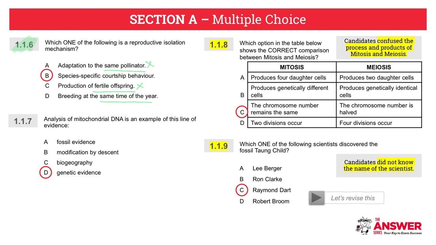Breeding at the same time of the year, number D, is also not correct because it should be breeding at different times of the year. So the only one that reads exactly as the options they learned is B, species-specific courtship behavior.